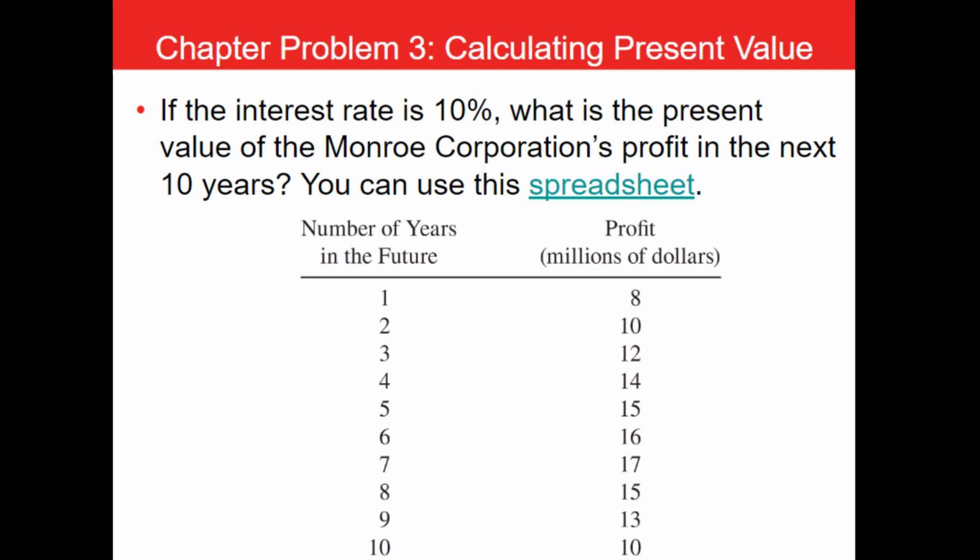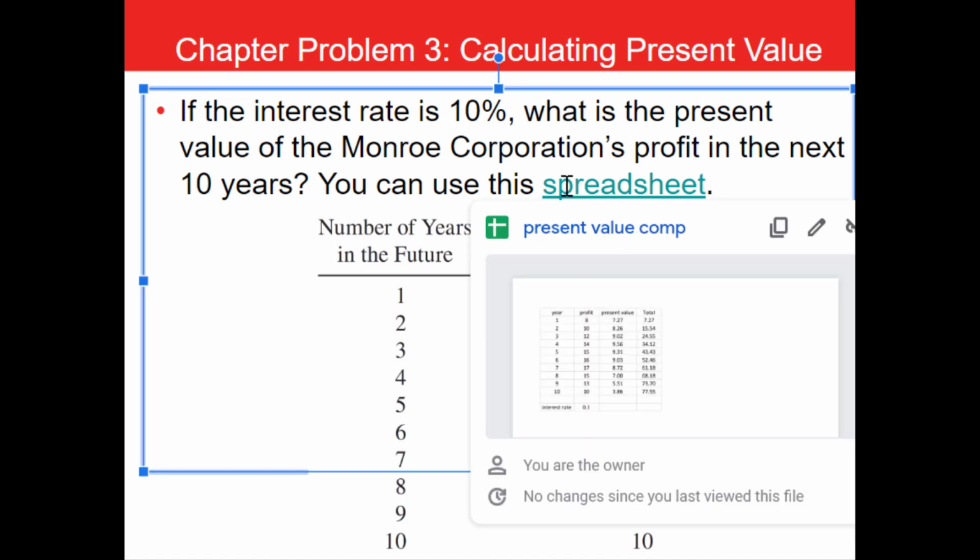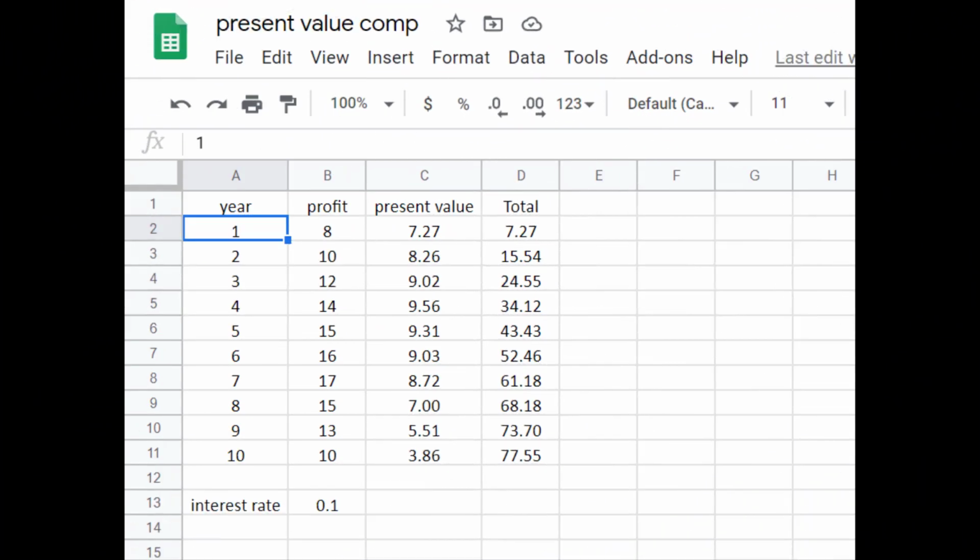If the interest rate is 10%, what is the present value of the Monroe Corporation's profit in the next 10 years? I prepared a spreadsheet that you can use and follow my demonstration in this video. Alright, we know the interest rate per year, and we also know the profit for each year, measured in millions of dollars. Click this spreadsheet with the underlined link, and it will open the spreadsheet I prepared for you. Alright, so how do we use the spreadsheet here?